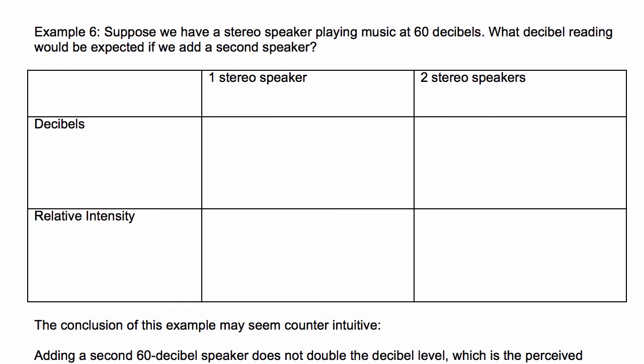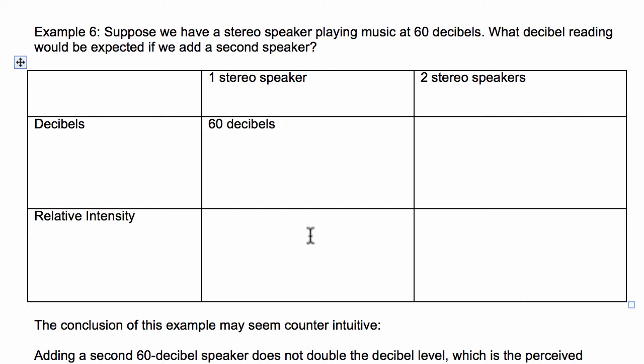Example 6. Suppose we have a stereo speaker playing music at 60 decibels. What decibel reading would be expected if we add a second speaker? Note that adding a second speaker would have an impact of doubling the relative intensity. Would that mean the number of decibels would double? To figure this out, let's convert our decibels to relative intensity, then double the relative intensity and convert back to decibels. Ready? We begin with the fact that one stereo plays music at 60 decibels.